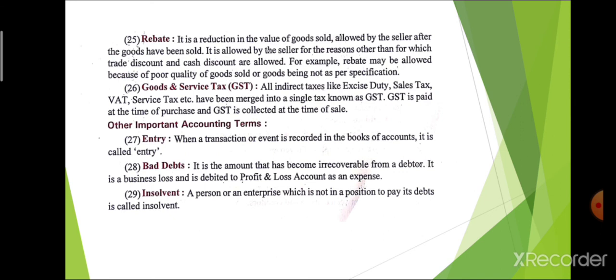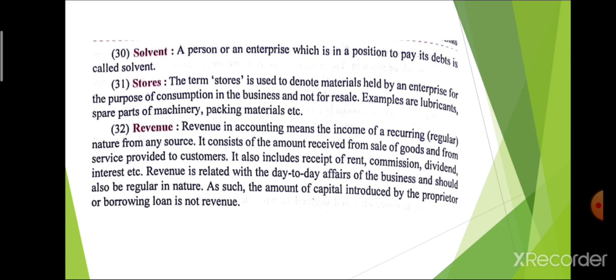Insolvent. The person who is not in the position to pay the debt is called insolvent. For example, if I take some amount or I take goods from any businessman and I am not in the position to pay the payment, so I am insolvent at that time. Solvent. If any person is in the position of paying the debt, that person is called solvent.